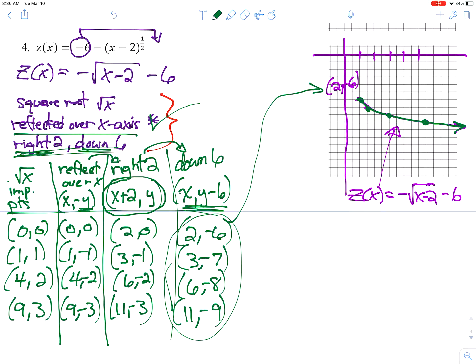Okay, so with your table pattern, the points will be the same, and how you choose to organize what's happening here, going sequentially, reflecting, going right 2 and down 6, might change a little bit. But there's an introduction to number 4. I think it's one of the toughest ones.